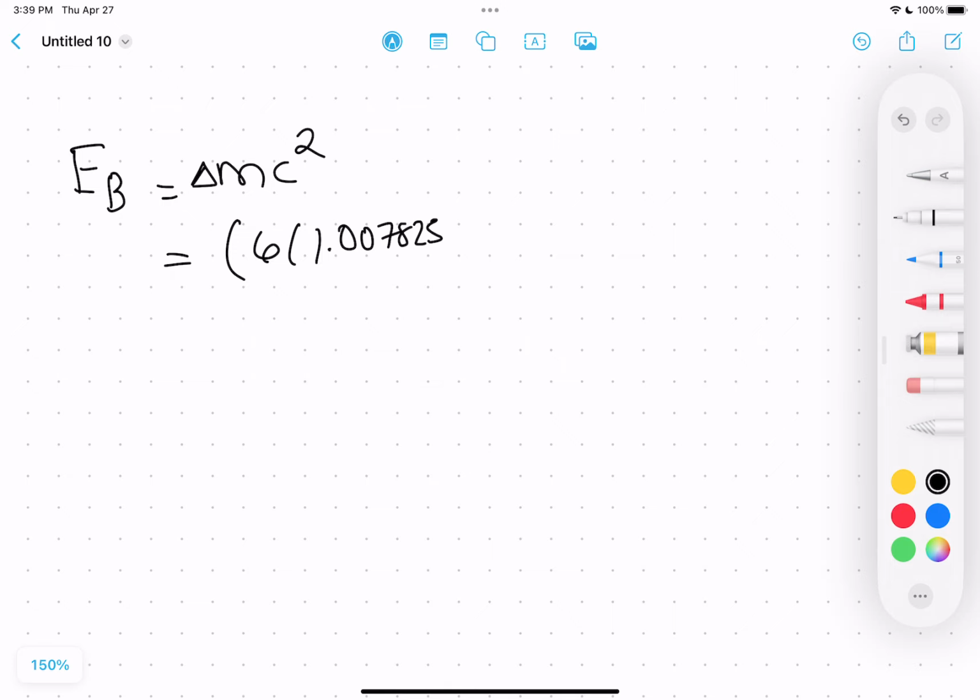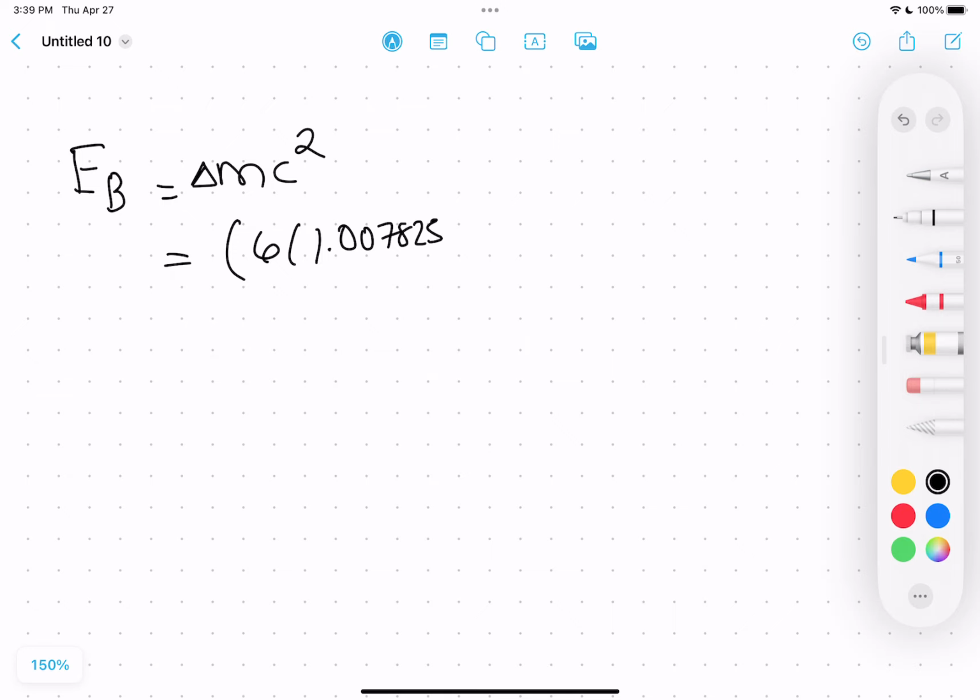So for the change in mass, the delta M, it's just the sum of this stuff. It's the number of hydrogen atoms times the mass of the hydrogen atom, plus the number of neutrons times the mass of the neutron, minus your total atomic mass number. And that's your delta M.